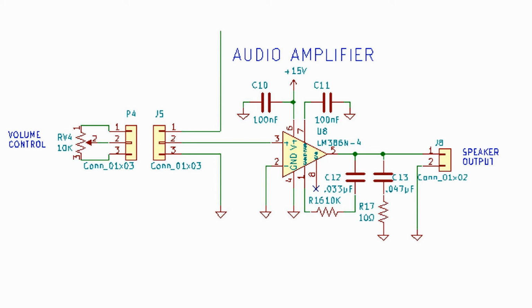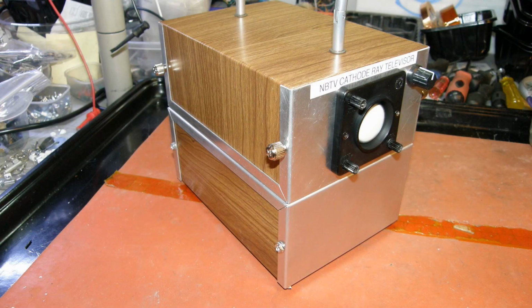LM386N-4, and it must be an N-4 because this version of the chip has to run on 15 volts. The N-4 is the only one that will operate on a voltage higher than 12 volts. That's all that we can say about this amplifier because I haven't even implemented it. This completes the look at the audio amplifier and the description of the NBTV cathode ray televisor.